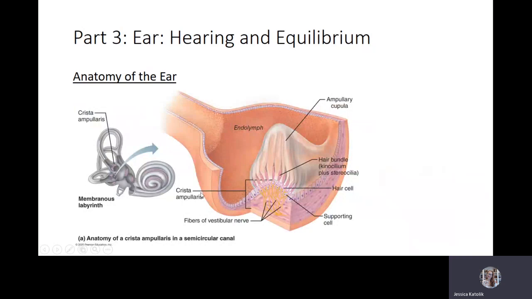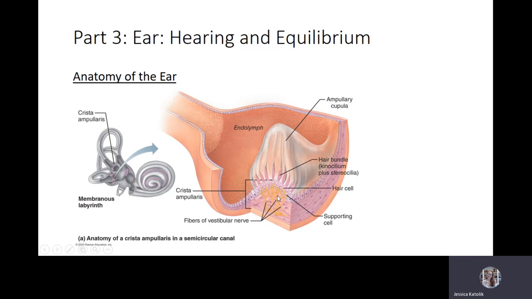Let me get to a bigger picture. There we go. So over here you can see the crista ampullaris, and the crista ampullaris is going to have supporting cells, but it's also going to have hair cells, and those hair cells are going to have the kinocilium and the stereocilia. These are the hairs that will extend into the cupula. And when the cupula moves in response to the movement of the endolymph, these hair cells will become activated. And when activated, they're going to stimulate the vestibular nerve over here.